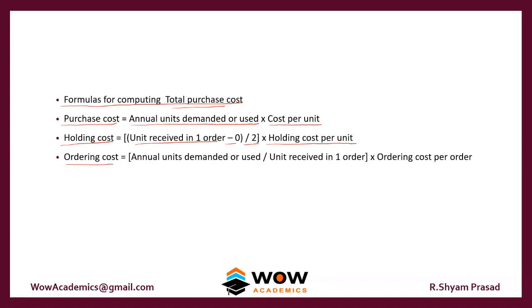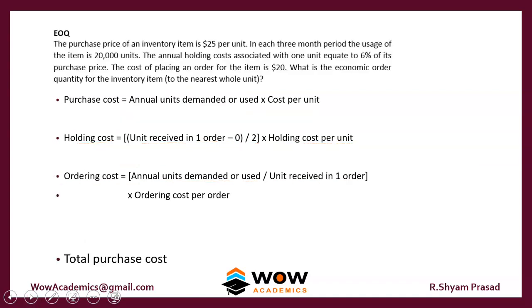The next one is ordering cost. So annual units demanded or used in a year divided by units received in one order. This will tell you how many orders we would be doing in a year. That multiplied by ordering cost per order will give you the total ordering cost. So add all these, you will get the total purchase cost. So we'll look at the next problem.